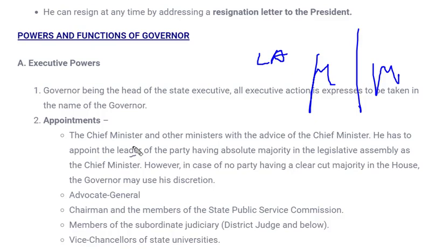Now if we talk about the council of ministers, those ministers are also chosen by the governor, but with the advice of the chief minister. That means the governor has to give his approval as the chief minister says. So this is how these designations are filled.